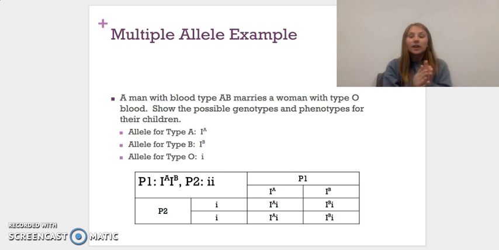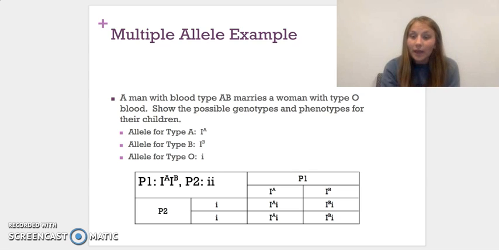All right, so right off the bat, we're going to give you the information for this Punnett square, because these are examples of problems that you have not seen written out before. So here we go. A man with blood type AB marries a woman with type O. Show the possible genotypes and phenotypes for their children. And then down below, we're going to show you how you write out these multiple alleles.